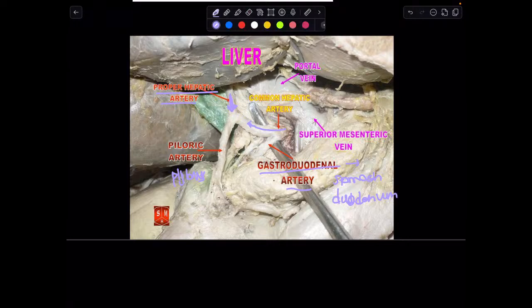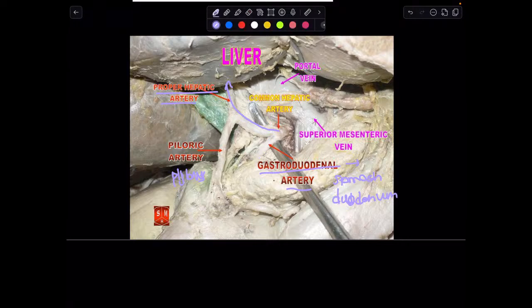That's correct. Tell me. So the common hepatic artery usually branches into the proper hepatic artery, which goes to the liver, and the gastroduodenal artery. The proper hepatic artery then further divides into smaller branches, including the right and left hepatic arteries.